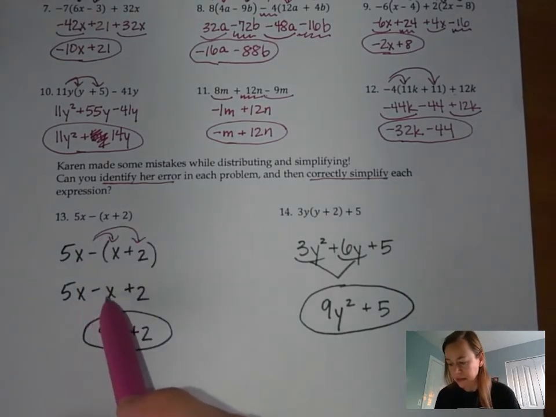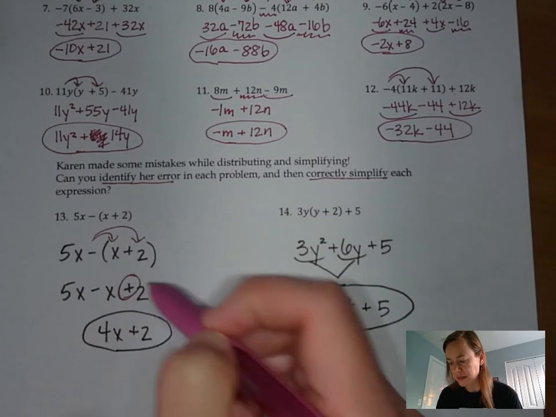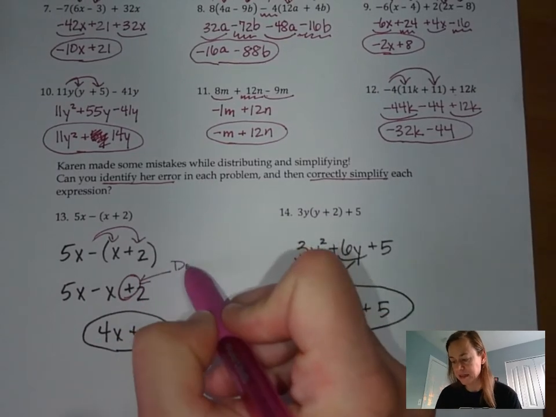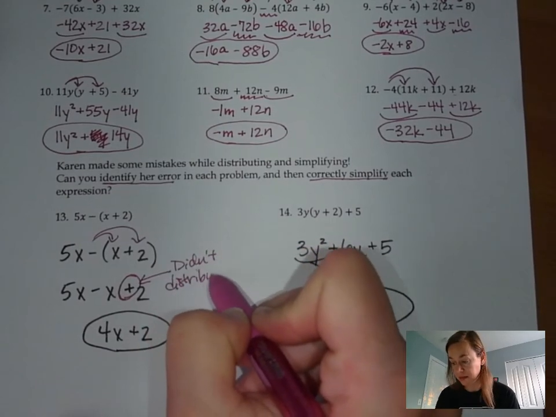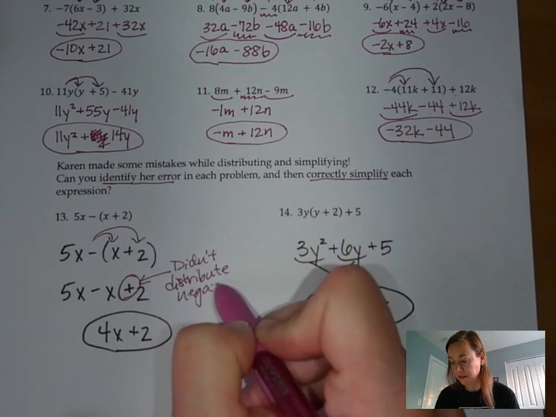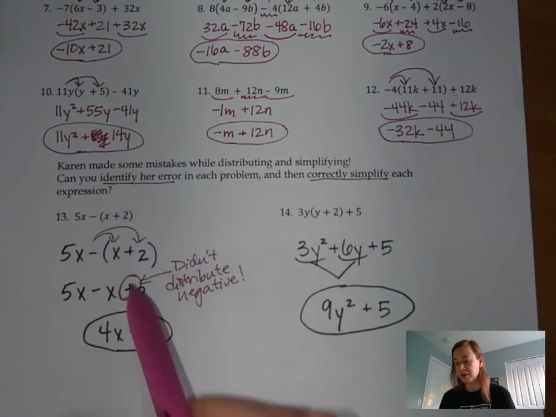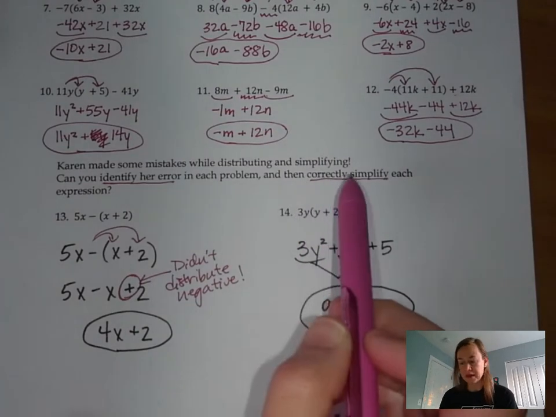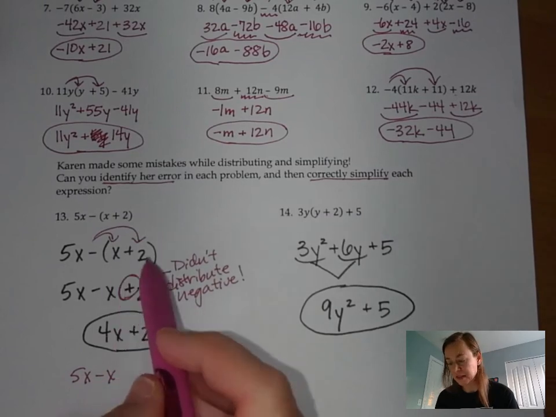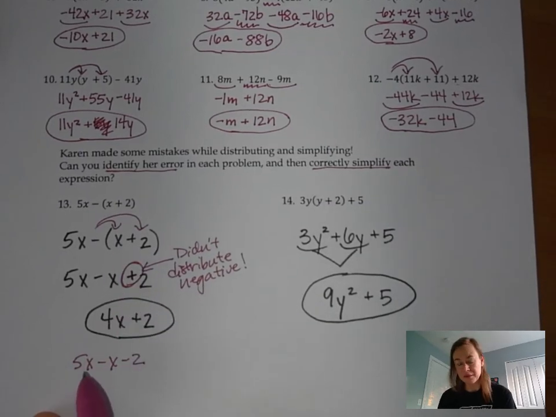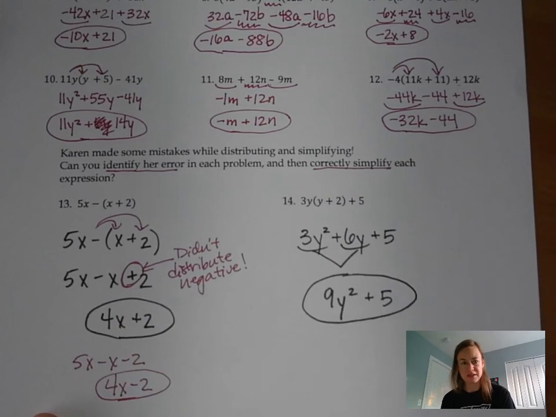It looks like she put the negative on the x, good, but then she didn't distribute the negative to the 2. So I'm just going to circle this positive sign and say didn't distribute negative. Or you could say -1 if you want. Does not matter. It is the same thing. So didn't distribute negative, and that is her mistake. So when it says identify her error, this is a great way to do it. And now we need to correctly simplify. So it would be 5x minus x, and instead of +2, -2. And then we simplify. 5x minus x gives us 4x minus 2, and then that is our final answer.